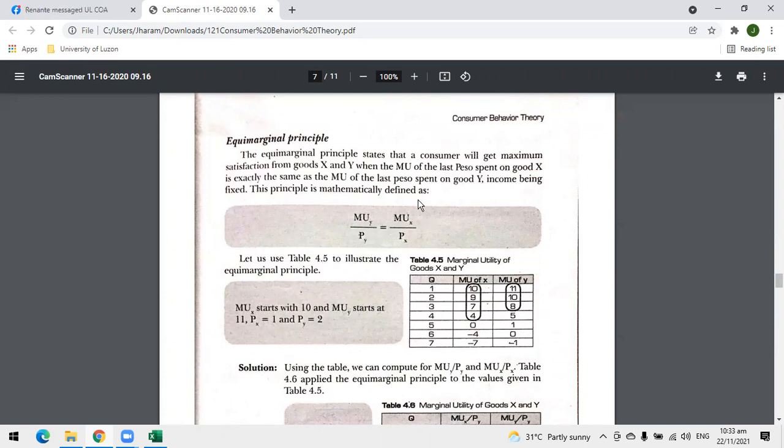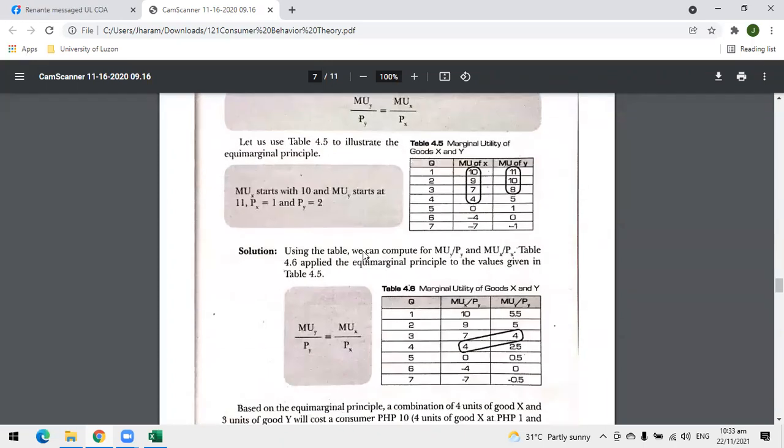Kaya lang ang mahirap dito, no? Titingnan mo kasi siya dito sa graphing. Okay. So hindi ko na masyadong i-graph to kasi observations na lang to. For example, the marginal utility of X starts with 10 and the marginal utility of Y starts at 11. So the price of X is equal to 1 and the price of Y is equal to 2 pesos. Ito yun ha. Marginal utility of X is nag-start sa 10, ito nag-start sa 11.